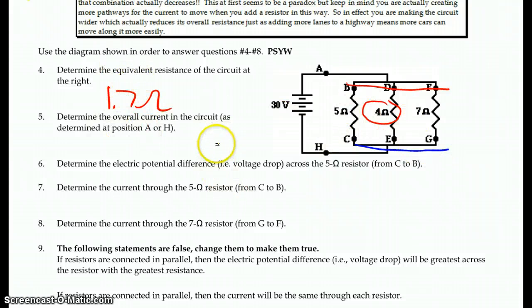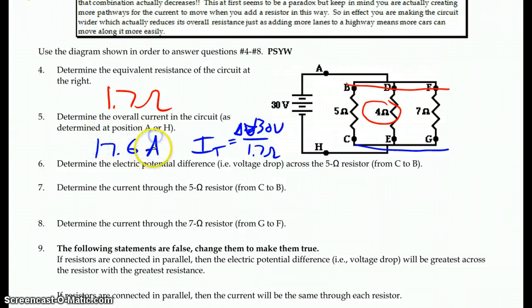So the voltage across each one is 30 volts. Okay, so we're just going to take Ohm's law. It says that the current flowing in total will be the potential difference from the battery, in this case, divided by the total resistance of 1.7 ohms. And the total potential difference is the 30 volts from the battery. And 30 divided by 1.7 gives us 17.6 amps.